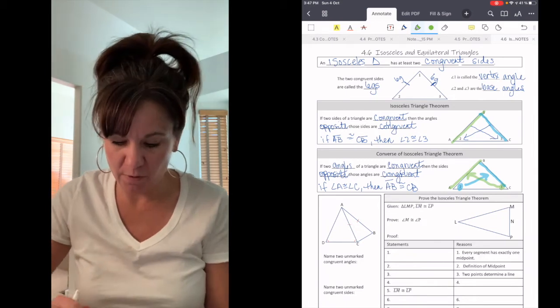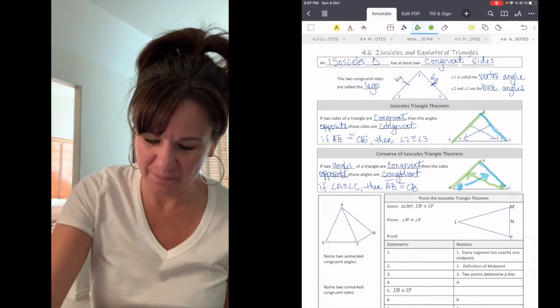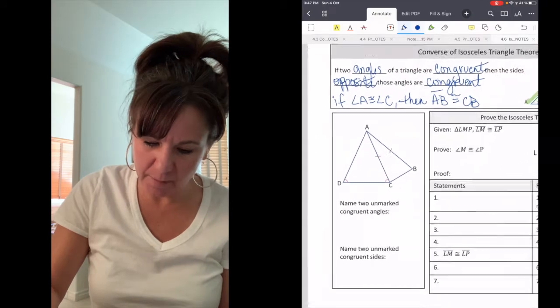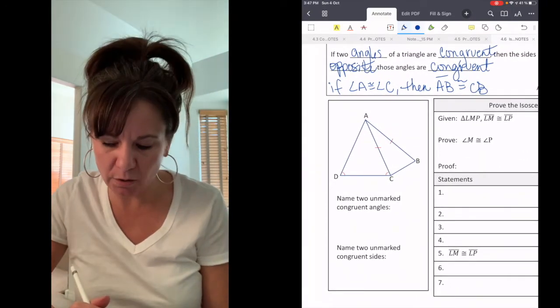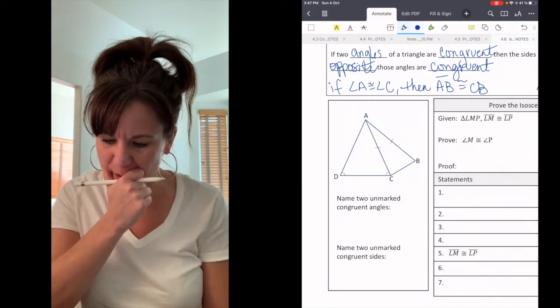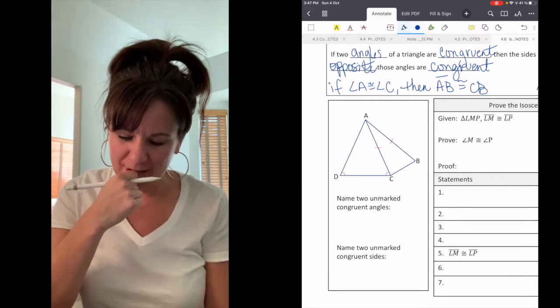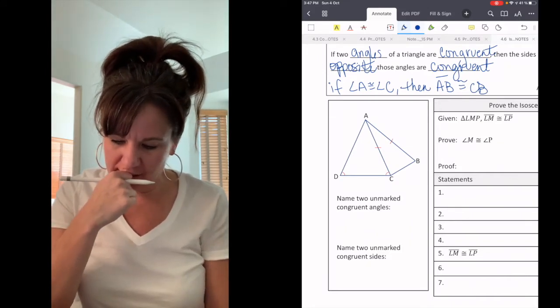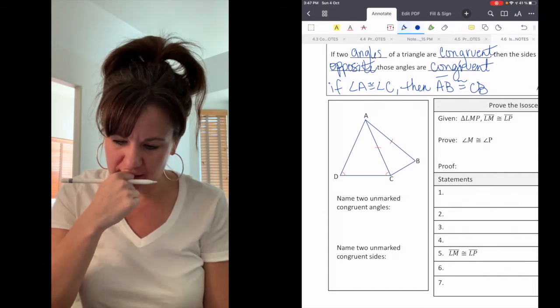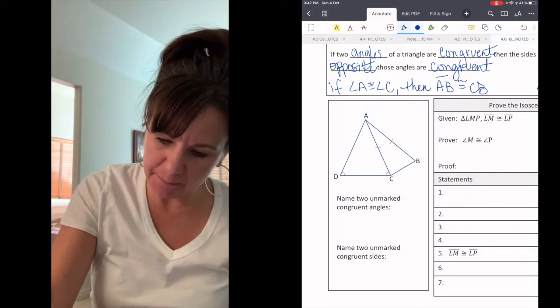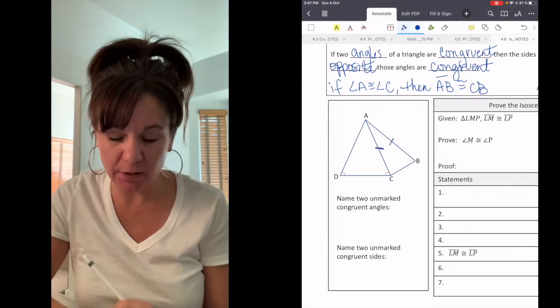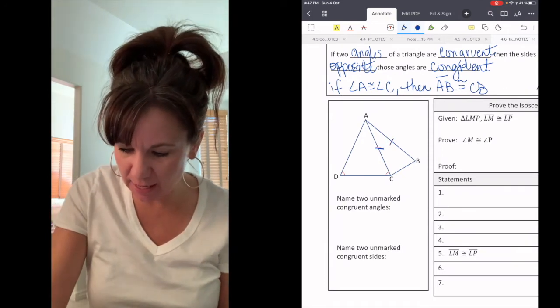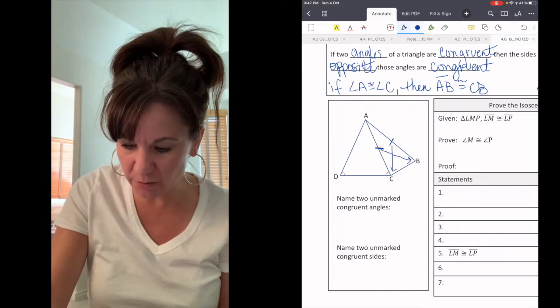Let's try this out with a proof. This is a mini proof to start with. It says name two unmarked congruent angles. Here we have two sides that are congruent, which means the angles opposite those sides are also congruent.